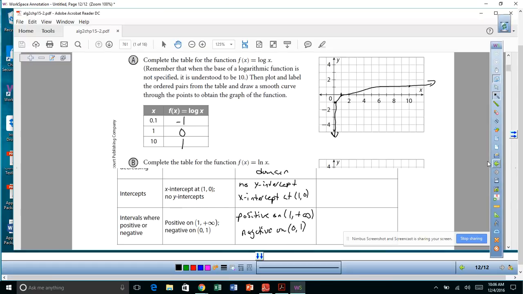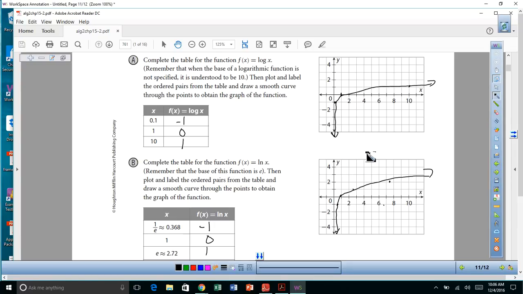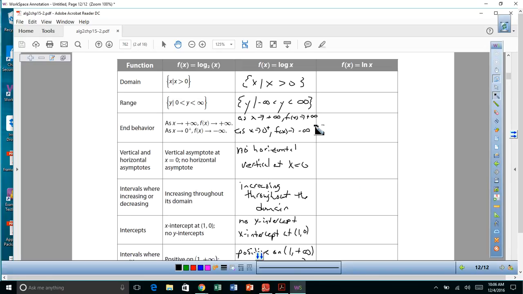All right, let's take a look at the natural log of x. They look real similar, right? Just this one here has a much steeper rate of change than that one there. So we should be able to answer those questions. The domain is going to be x such that x is greater than 0. And the range, same as before, is y such that negative infinity is less than y, which is less than positive infinity.